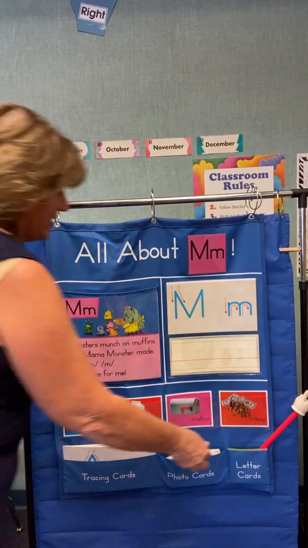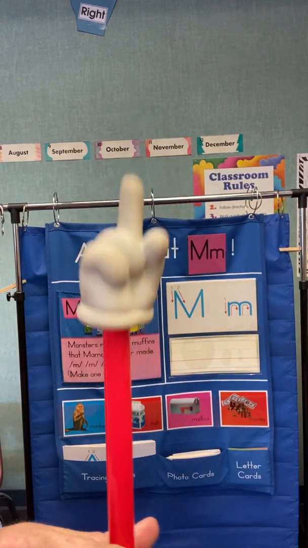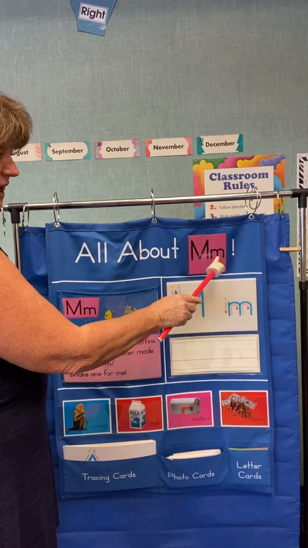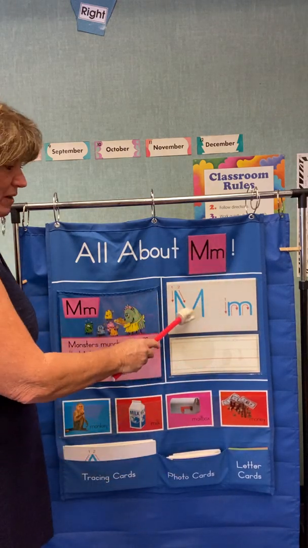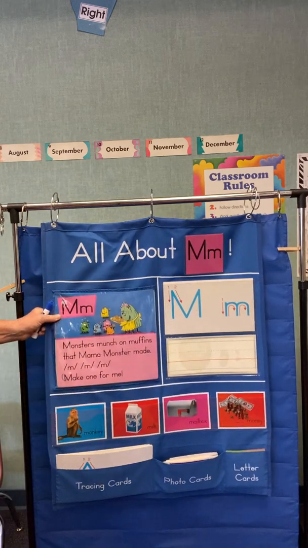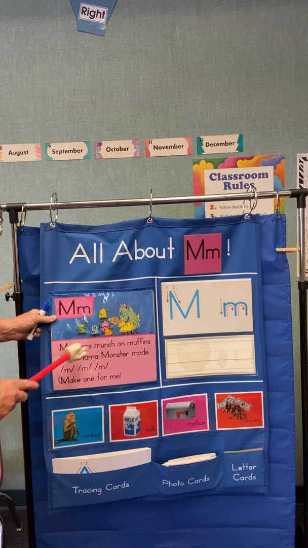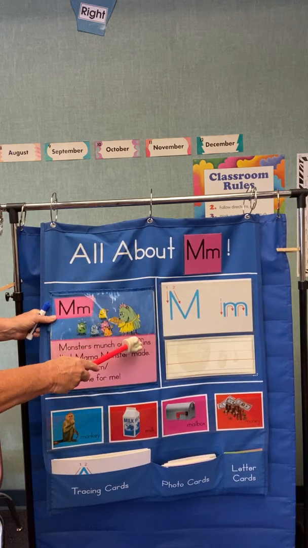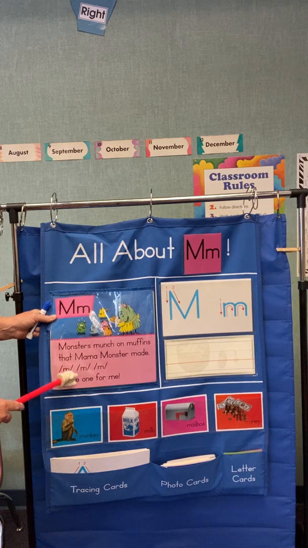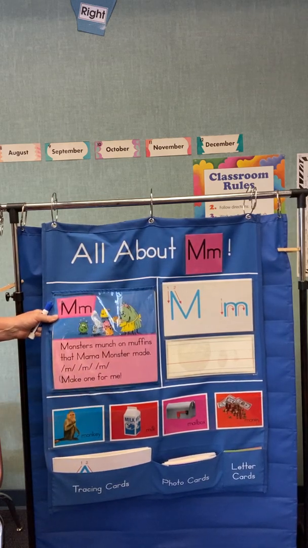And it says this. I left one pointer here, this little finger pointer. I'm glad I did. And it just says all about M, big M, little m. You see a capital M and a lowercase m, okay? And then over here, there's always a cute little poem. And the kids really love that. It goes, big M, little m. Monsters munch on muffins that Mama Monster made. And then we go, make one for me. Isn't that cute?